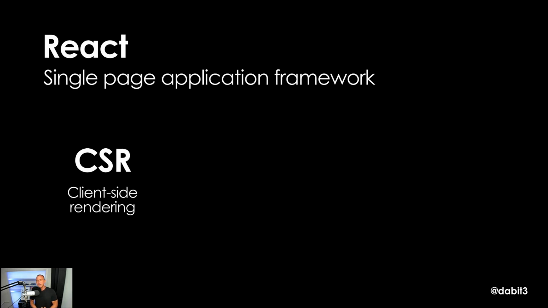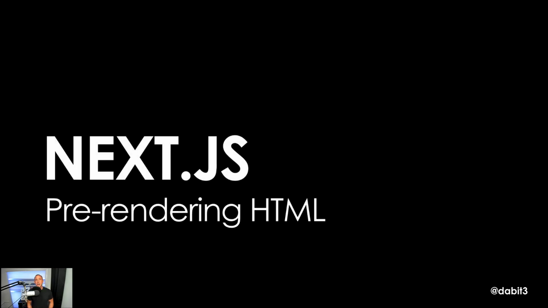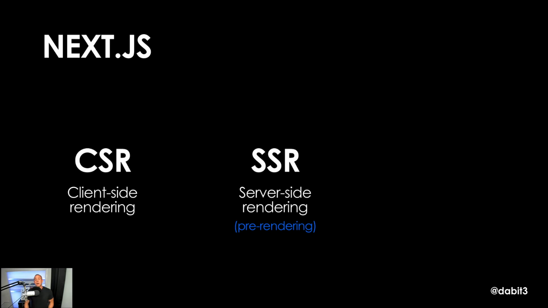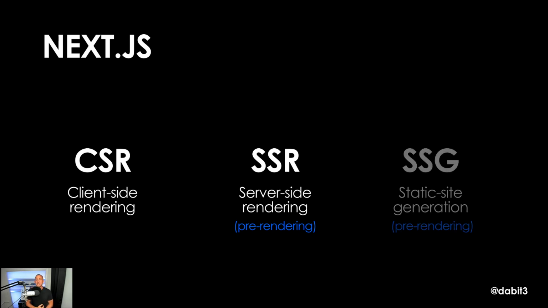When you think of deploying a typical React application, say you create one using Create React App, what you're typically going to be getting is a single page application with client-side rendering. What Next.js brings to the table is the addition of pre-rendering HTML to client-side rendering. So you still get client-side rendering, but you also have server-rendered and statically generated pages that are implementing pre-rendering of HTML. And you can do this using server-side rendering as well as static site generation.